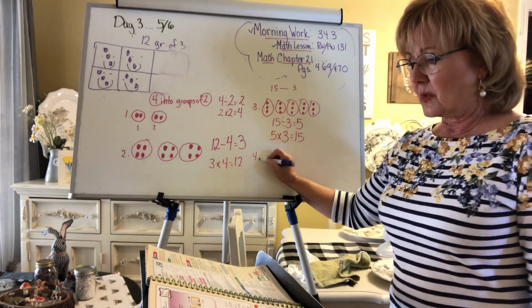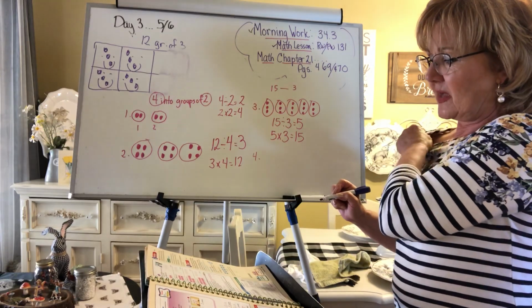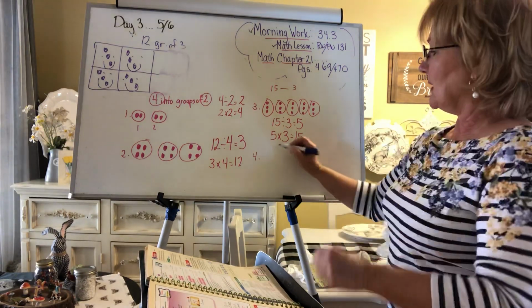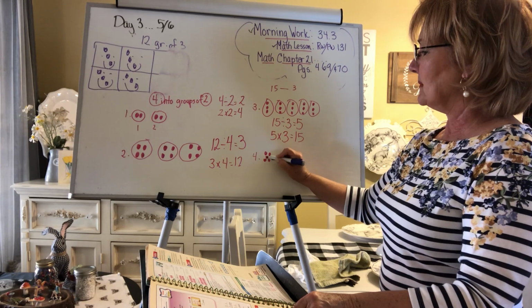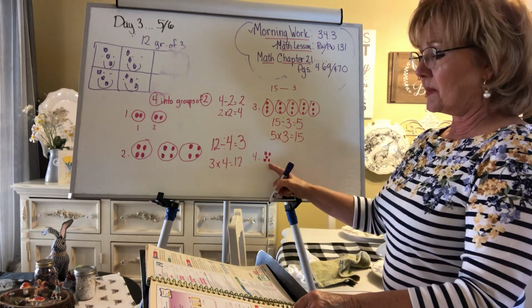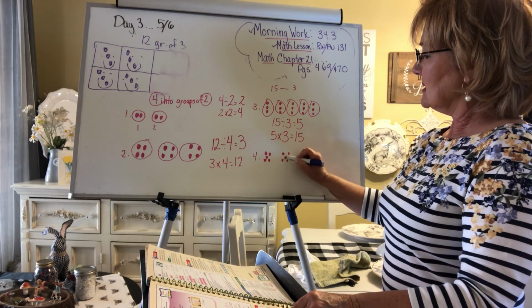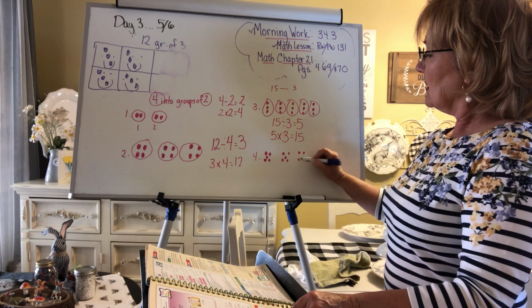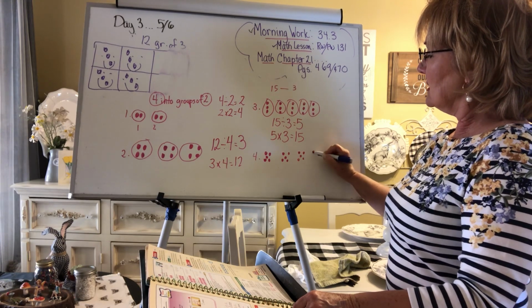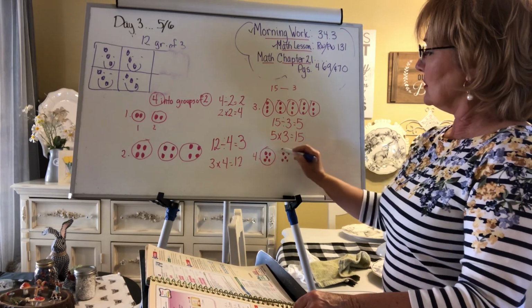Alrighty, number 4. Divide 20 into groups of 5, okay? I like to make 5 like this because to me, my eyes say, that's 5, right? So we're gonna count by 5s. 5, space, 10, right? 15, 20. Circle.